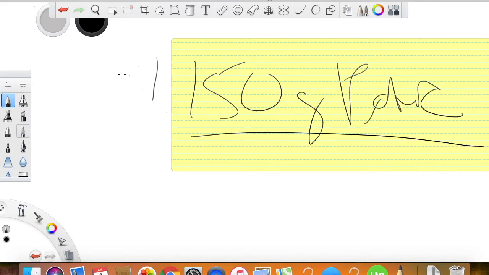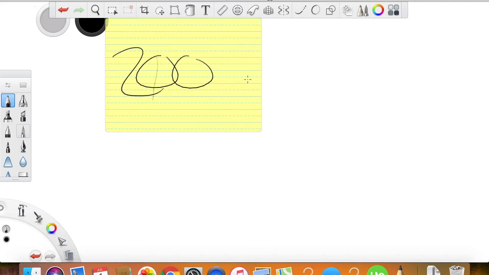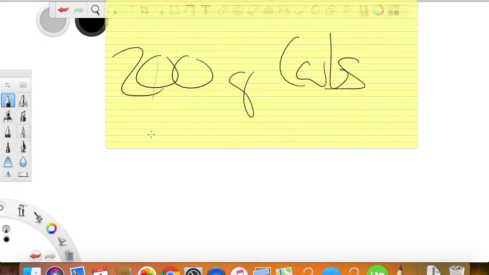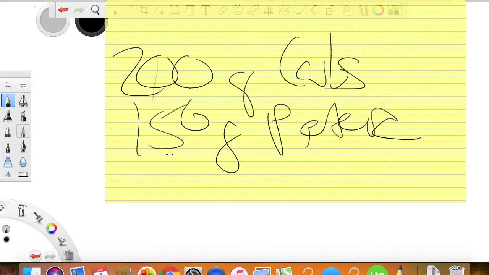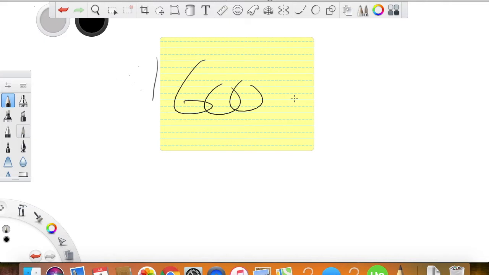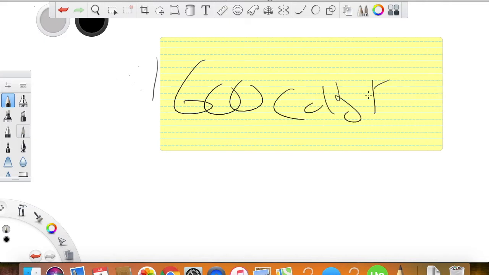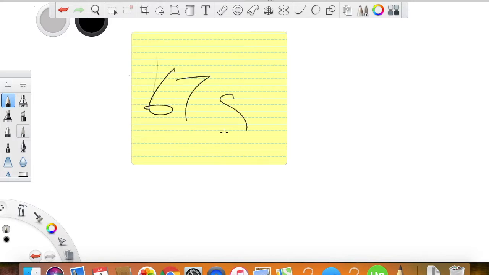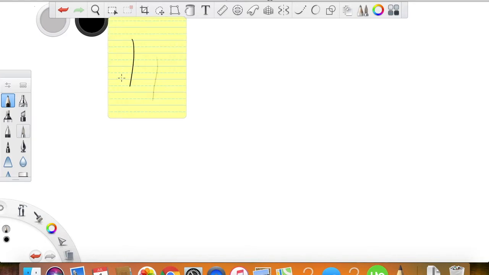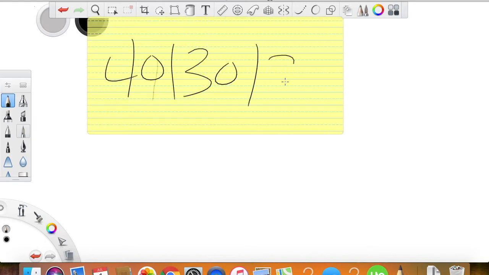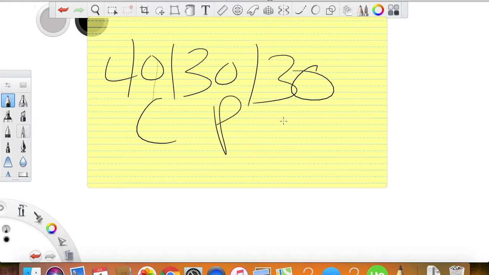So again, now we know, to make it as calories, we have 200 grams of carbs, 150 grams of protein, and now we're left with the remaining 600 calories of fat, but now we're going to divide by 9. And when we do that, we get around 67 grams of fat. So that's the breakdown of a 40, 30, 30 split of carbs, protein, and fat.